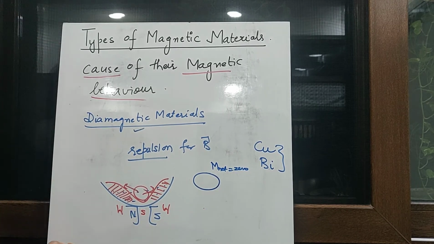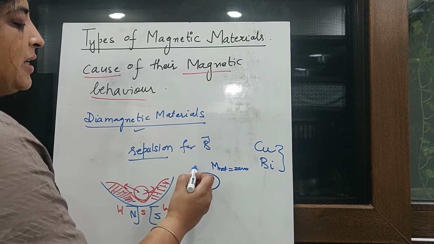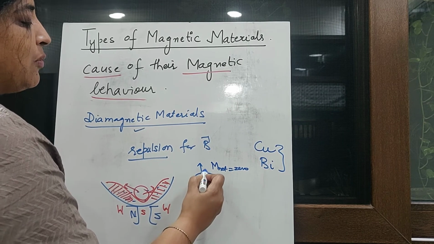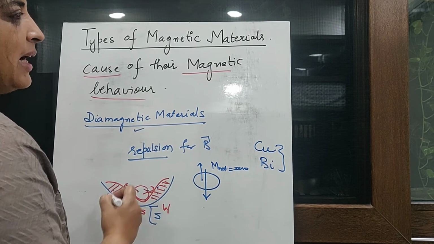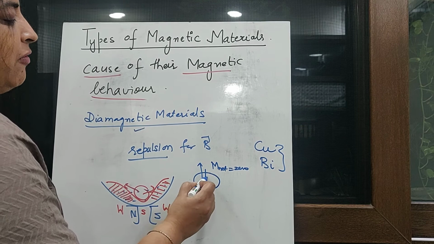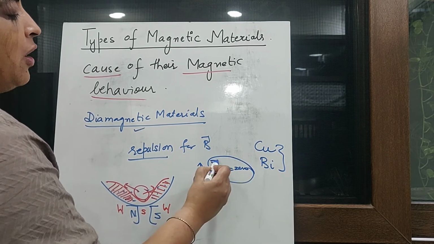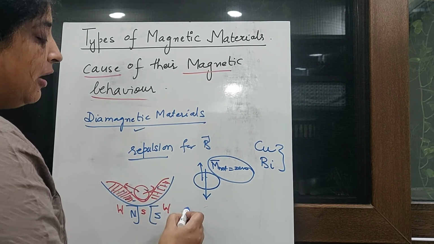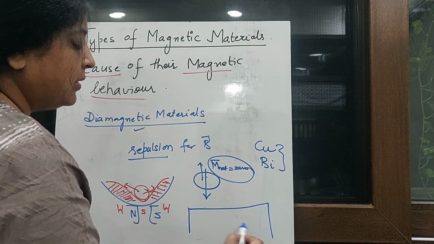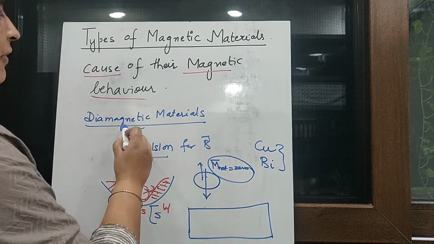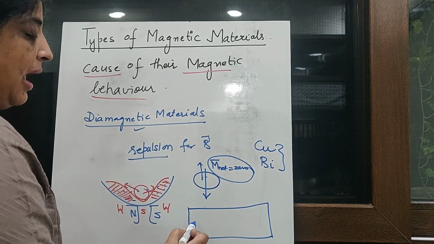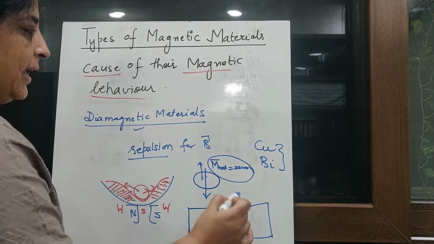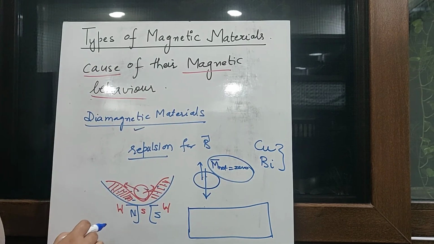That is, some of the electrons will have magnetic moment in one particular direction, some of the others will have magnetic moment exactly in the opposite direction, and the result will be that the net magnetic moment of a single atom is 0. Further, suppose this is a sample of a diamagnetic material, and it has all the atoms of copper or bismuth, let us say.